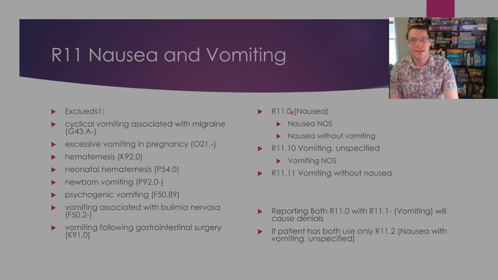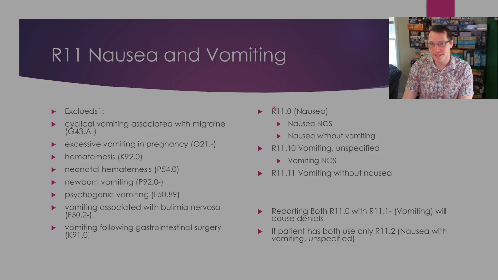Nausea and vomiting. Nausea and vomiting is kind of an interesting code that a lot of people don't realize. This is how it's broken down. So I just want to show this more than the exclusions, actually. R11.0 is actually nausea without vomiting. R11.10 is vomiting unspecified. So a lot of times providers will report R11.0 with R11.10, and that's actually inappropriate, and that's going to cause denials.